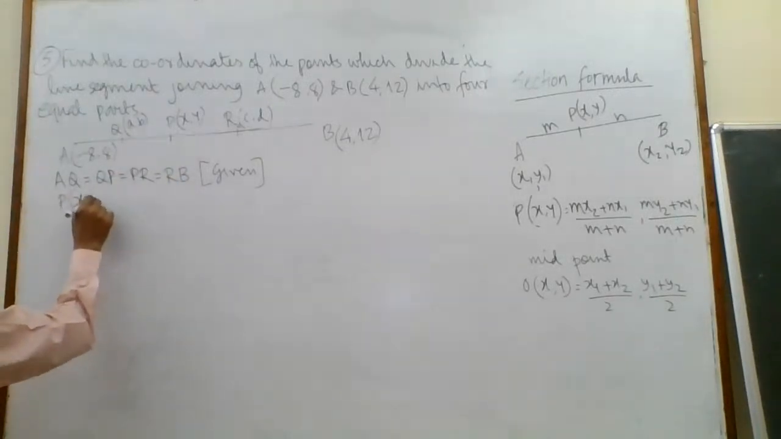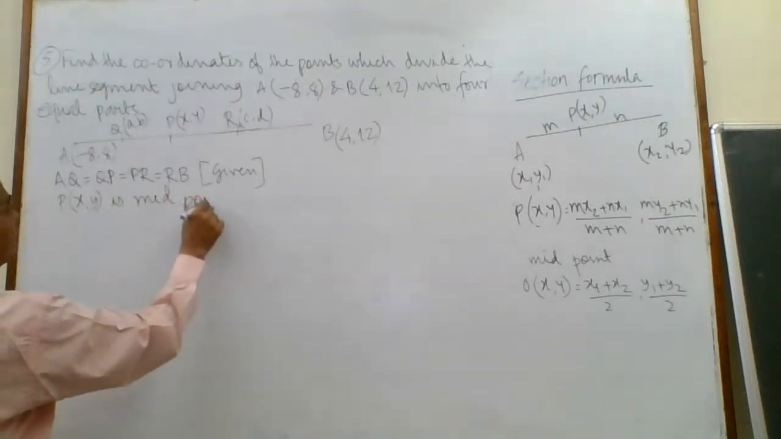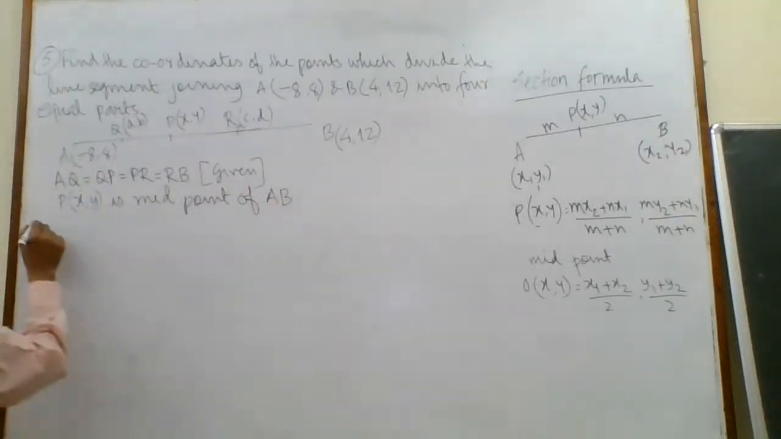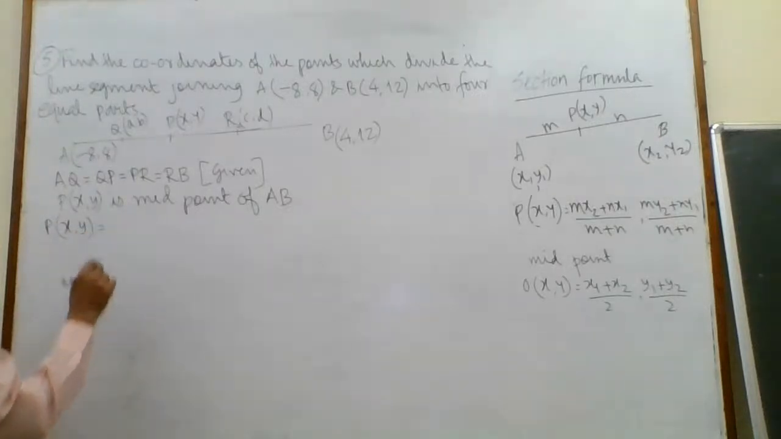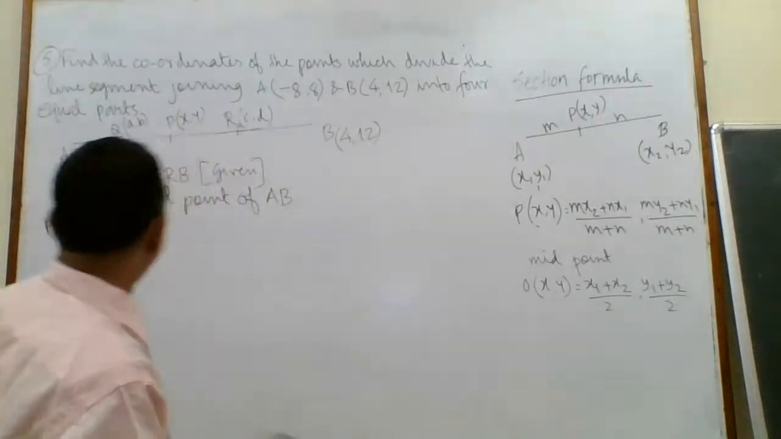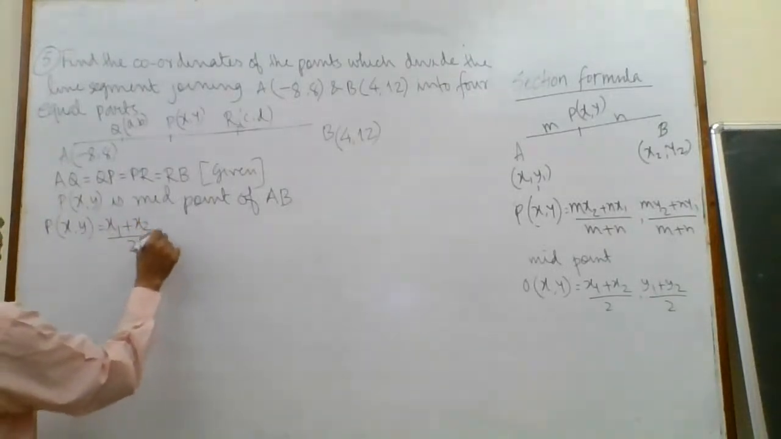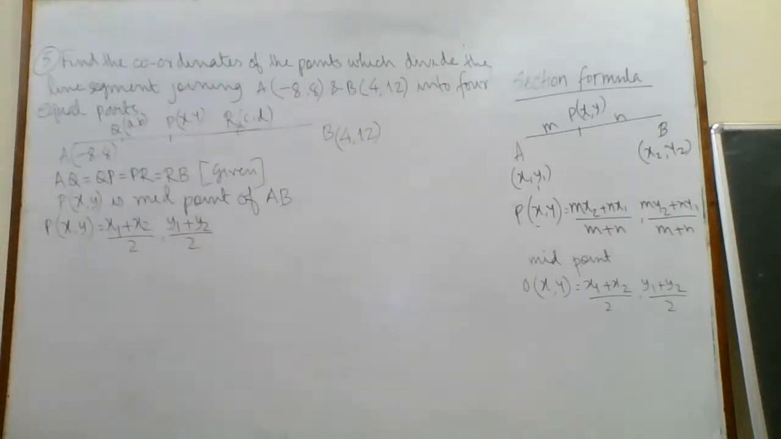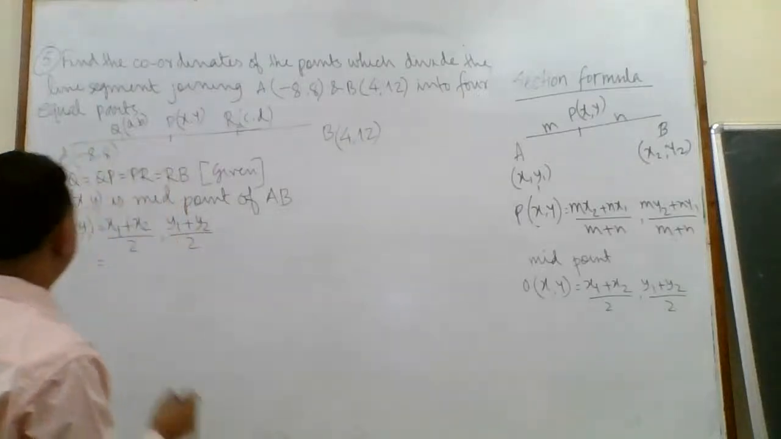So P is the midpoint of AB. Therefore, if you apply the midpoint formula written at last there, so this one we will write once: x1 plus x2 by 2 and y1 plus y2 by 2. It is the midpoint of AB, so point A will act as x1, y1, B as x2, y2.